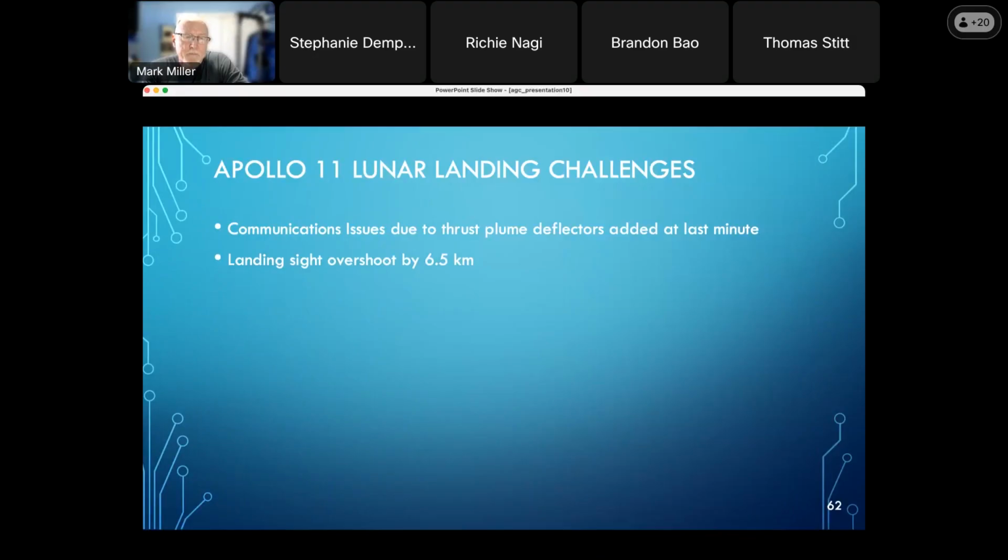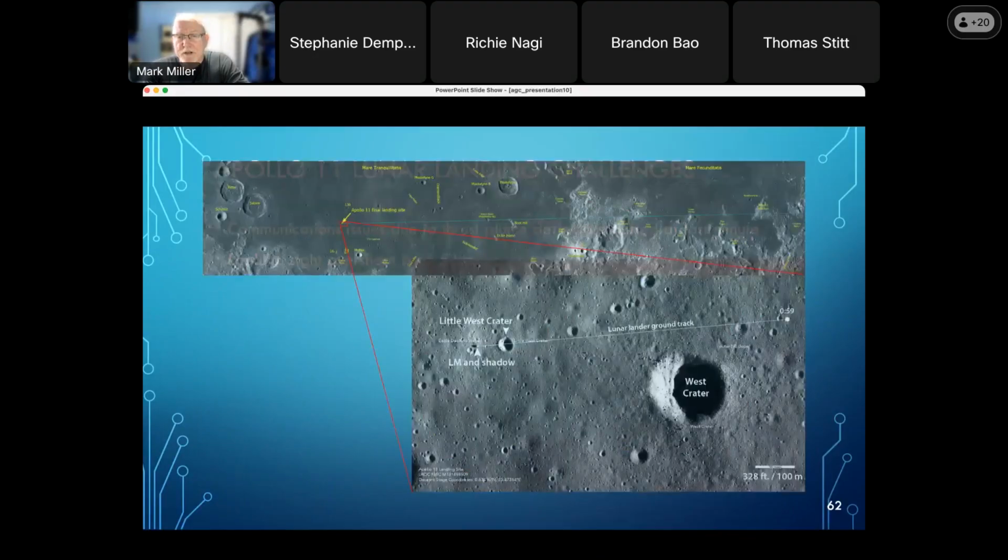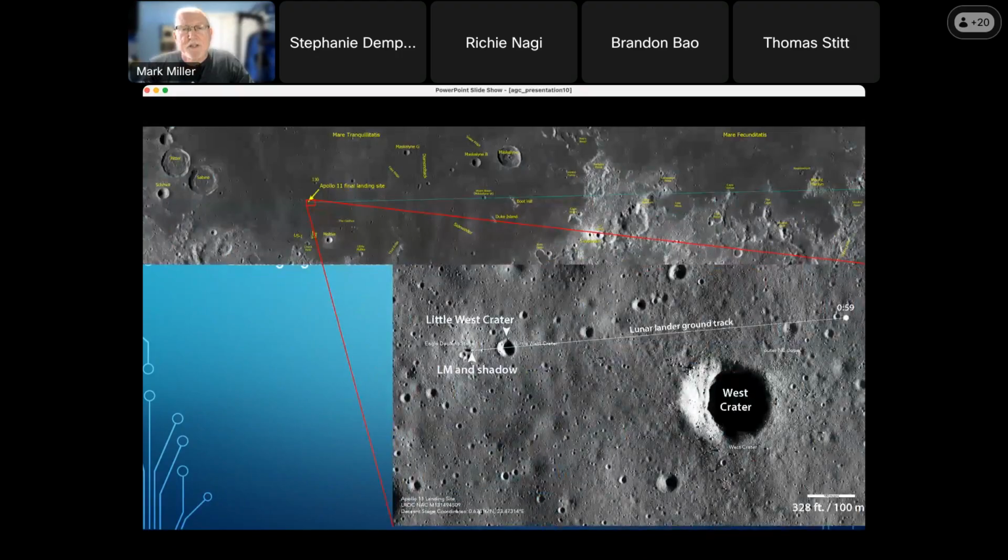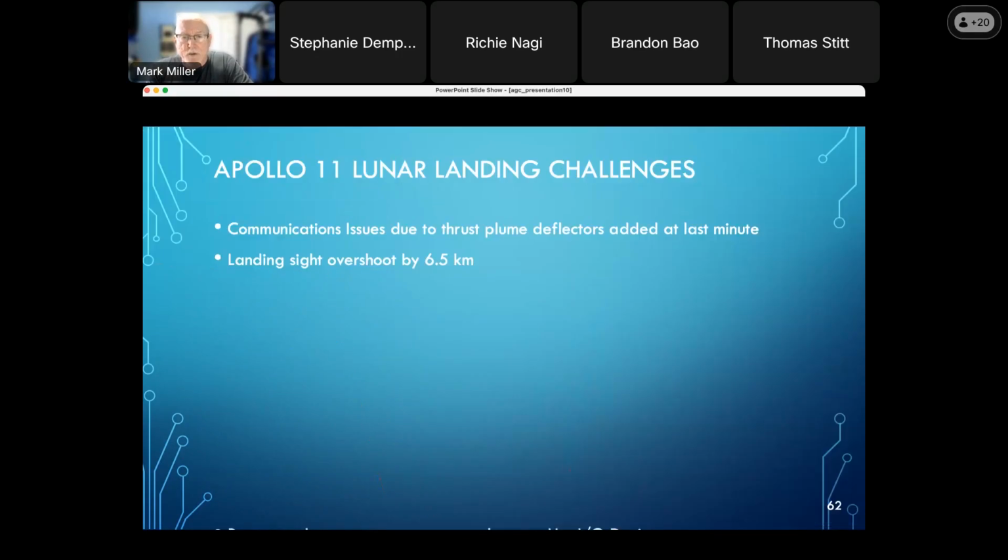Another problem is they started to overshoot their landing by 6.5 kilometers. This is the high resolution imagery of their landing site in the last minute of their track in that bigger inset. They were supposed to land where you see that red X flashing, but they ended up going about 6.5 kilometers down range of that. In later flights, like I say, they were able to correct this problem.